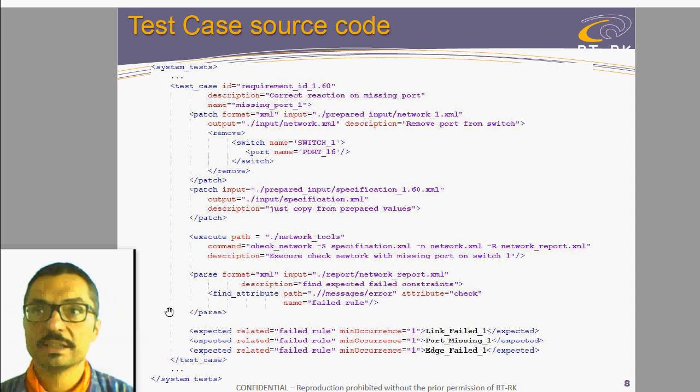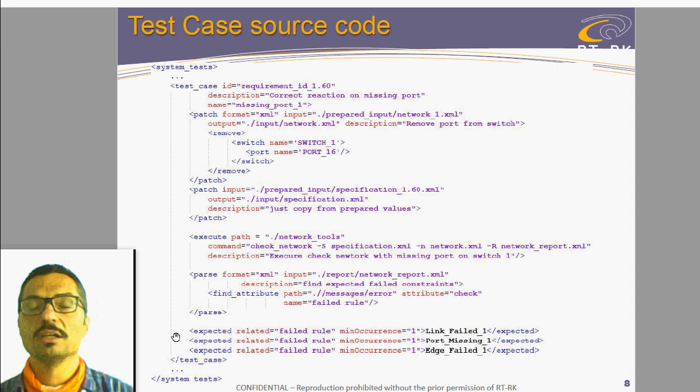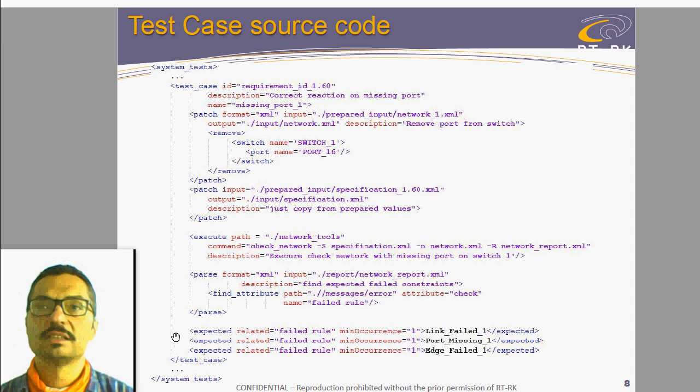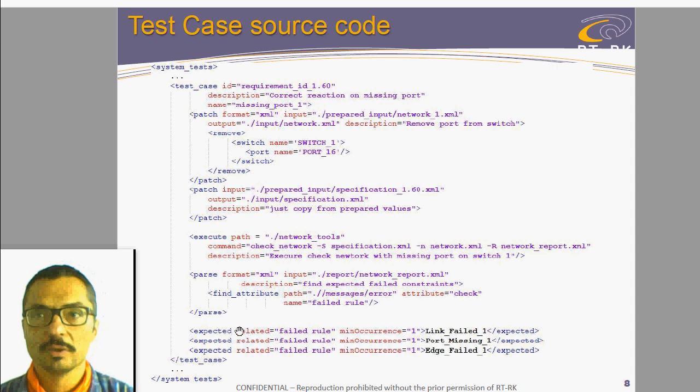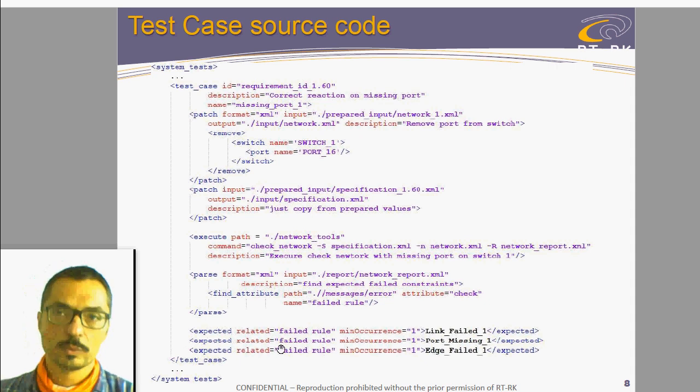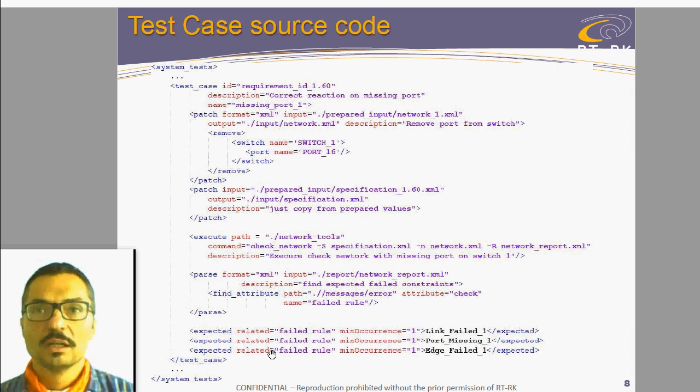Also, the parser can parse various attributes, more than one attribute, or nodes, or just check if there is existence of the node or existence of the attribute as well. Different things, and map them to some kind of variable called, in this case, failed rule. Then mappers use this map of variables in order to check if there is a value like failed one, at least once. This means one occurrence. Same goes for the other two things here.